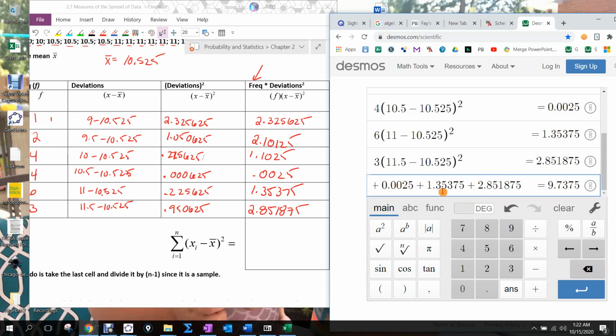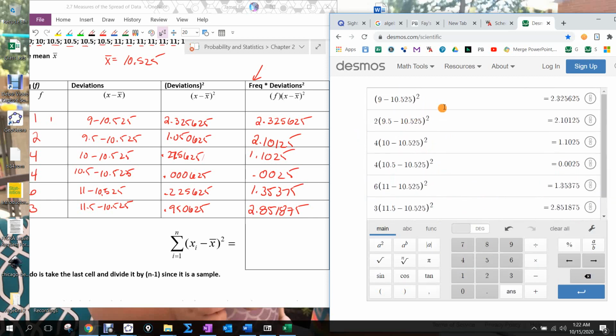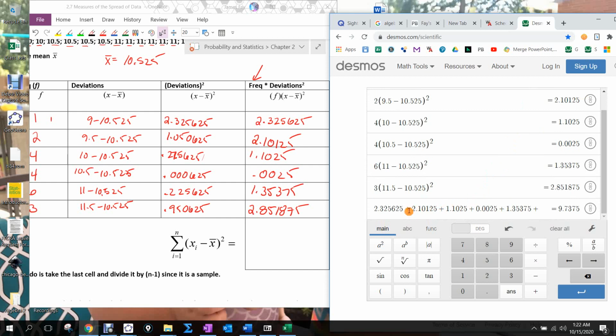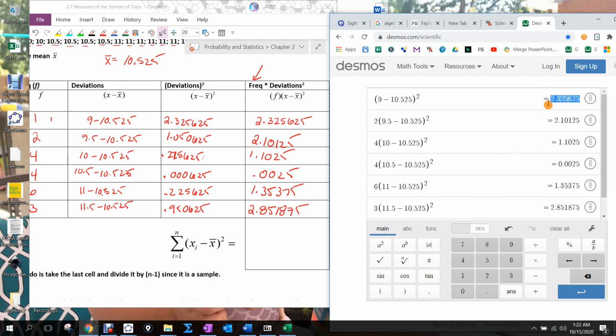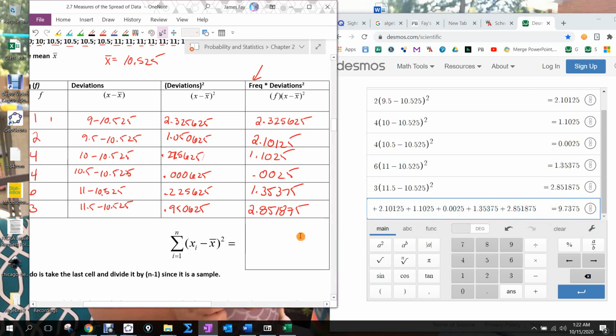Okay, all I've done in this line is I've gone through and just Control C that, came back down, Control V, so pasted it, come up here, cut this one, come down, hit plus, Control V, and paste it, and keep doing that. If you want to type them out by hand, that's fine, but by doing that, I get 9.7375. So that is right now the numerator of my variance.